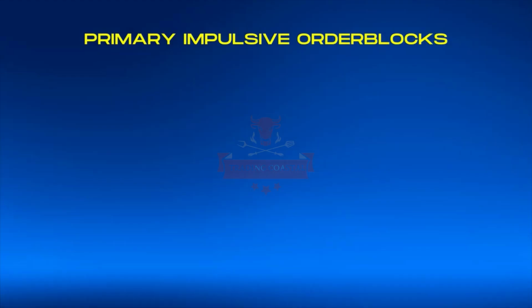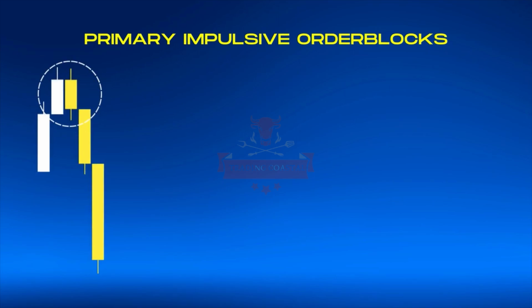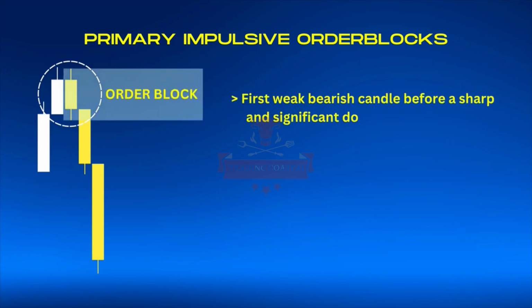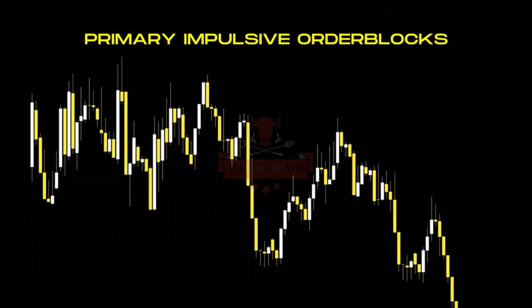The second type of order block is known as the primary impulse order block. This type of order block occurs when the price fails to initiate a strong or significant movement after changing its primary direction. In a bearish scenario, the primary impulse order block is identified as the first weak bearish candle that forms before a sharp and significant downward movement. It represents that the market exhibited a lack of momentum in continuing its previous bullish trend, potentially indicating a reversal or a change in market sentiment. Let's take a look at an example.